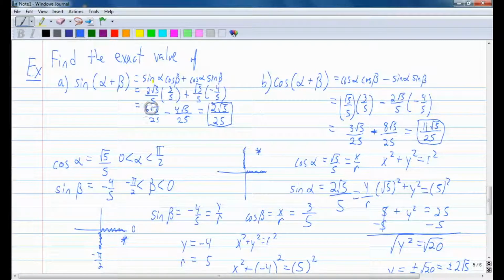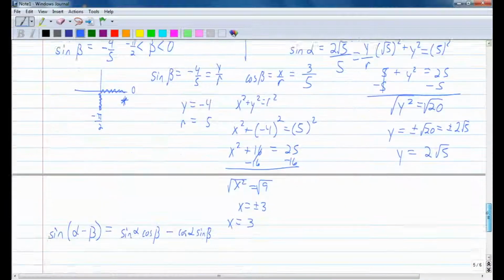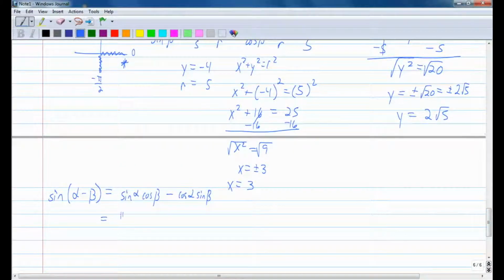So you'd have 6 square roots of 5 over 25 plus 4 square roots of 5 over 25. So 6 plus 4, that would be equal to 10 square roots of 5 over 25. And then you'd want to simplify, divide those both by 5. And you'd have 2 square roots of 5 over 5. That's your final answer there. Alright, the last problem, that was part C. The last problem is part D.